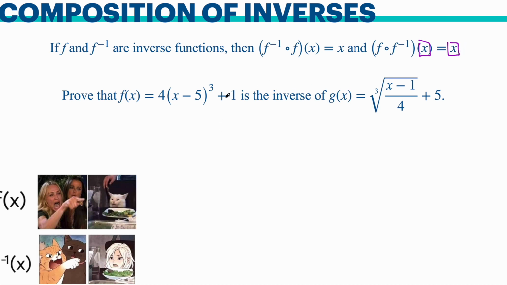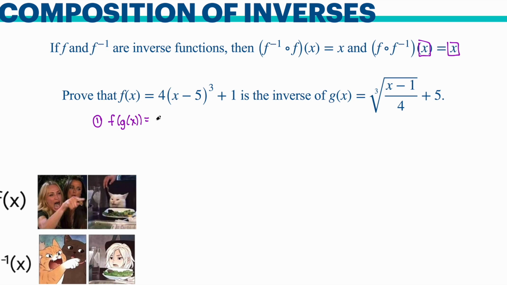So I'm going to prove that f and g are inverses of each other. So you can do one of two things. There's two ways to prove it. You can either go ahead and actually find the inverse of f to see if it looks exactly like g, or we can take the composition. So the first thing I'll do is I'm actually going to take the composition. So I'm going to do f of g of x.